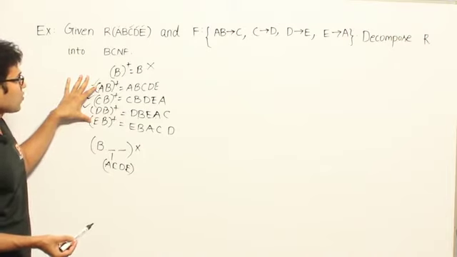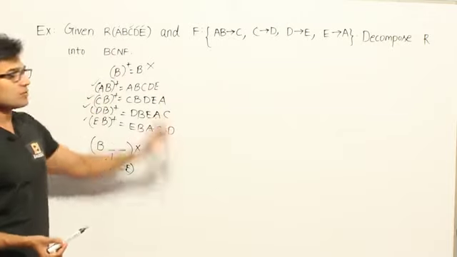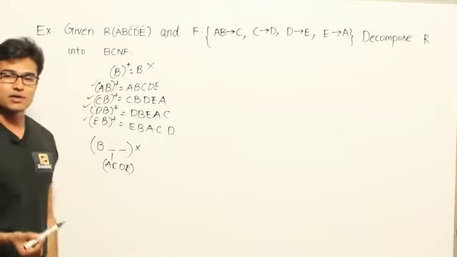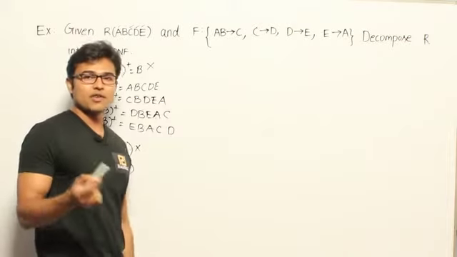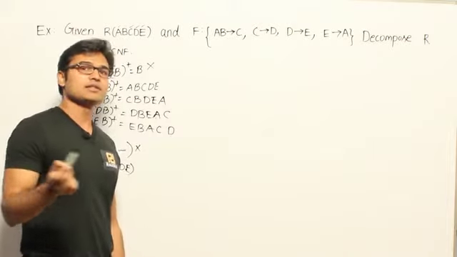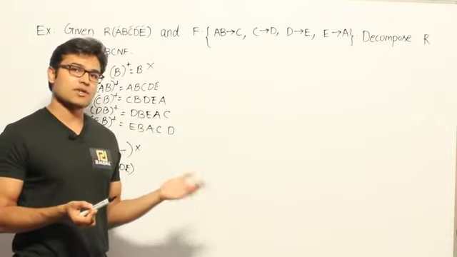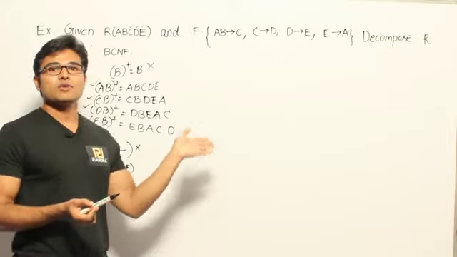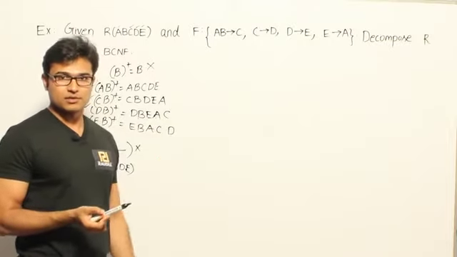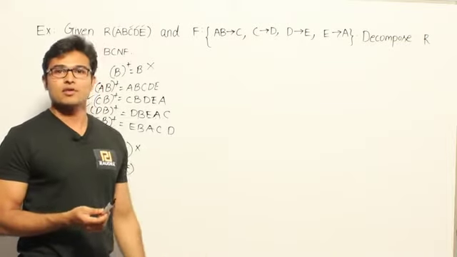So now what are all the prime attributes? A, B, C, D, E, all the attributes are prime attributes. Even though it is not required here, let me add a point. When all the attributes are prime attributes, definitely the table is in third normal form. Why? Third normal form will not be satisfied only when a non-prime attribute determines other non-prime attribute. But when all the attributes are prime attributes, definitely the table is in third normal form.